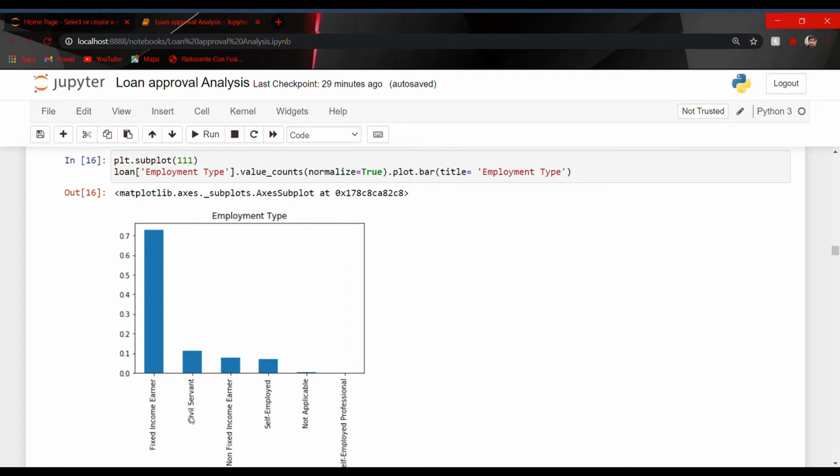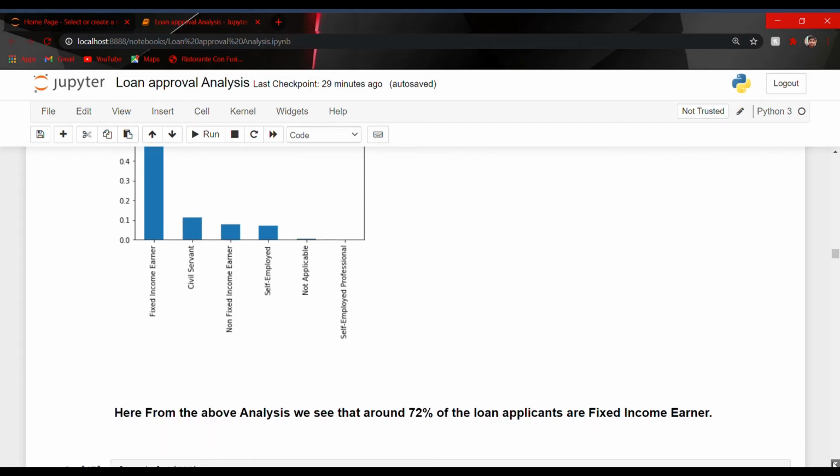Then in second place come the civil servants, then civil servant and non fixed income earner, I think that stands for business. They both come in the same analysis. Then self-employed, then not applicable, that means those who are not employed.